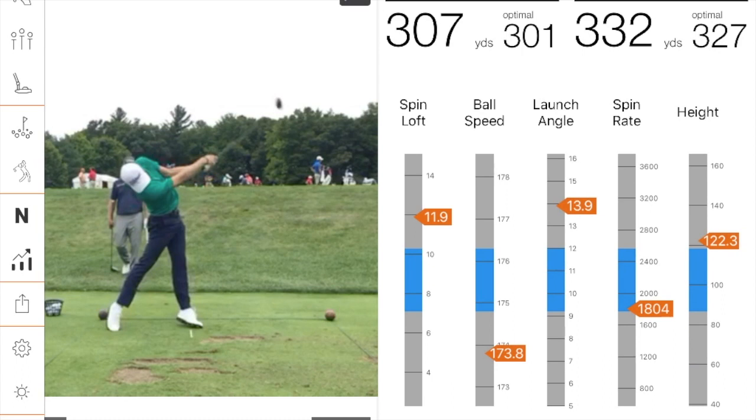So, as good as Justin performed, the scary thing is that he could have found a driver and shaft combination that would have helped him hit the golf ball a farther distance than this specific strike.